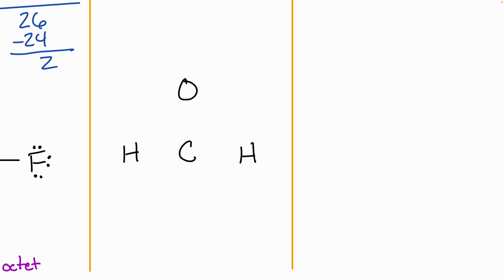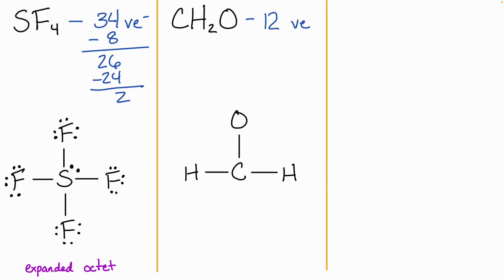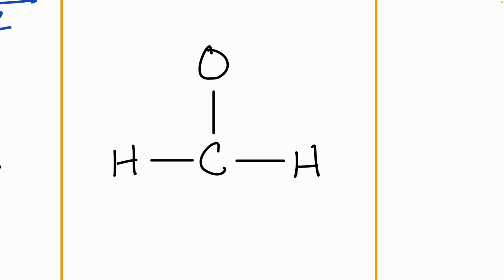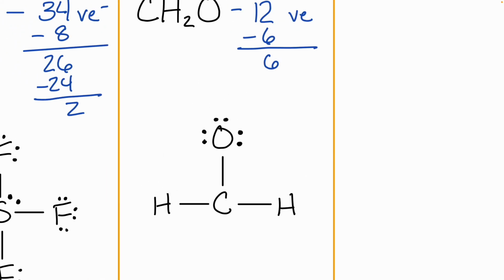All right, I'm gonna draw single bonds to that central atom. Okay, that was a total of 6, so I got 6 more. All right, where are those 6 gonna go? Which element? Oxygen, my constituent first. That completes oxygen's valence shell, leaving me with 0.